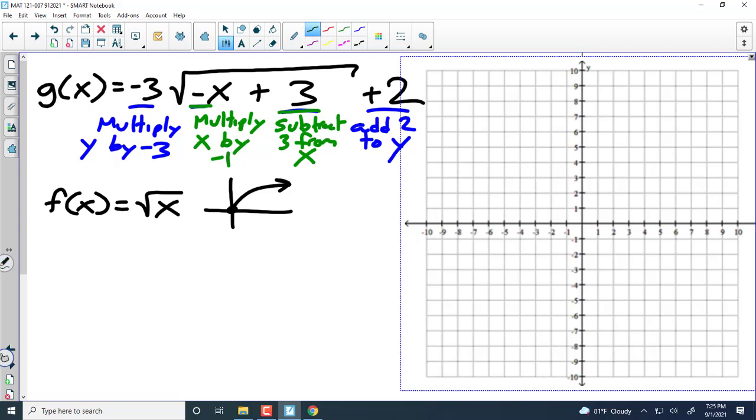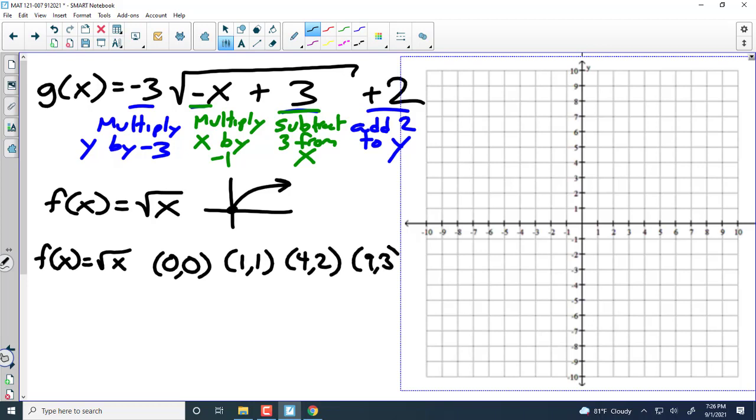All right, to do this, I'm going to need several ordered pairs for my original function. It's best to list them from left to right, so I'll go 0, 0. Square root of 1 is 1. Square root of 4 is 2. Square root of 9 is 3. Don't really want to go much higher than that because I won't be able to fit it on my coordinate system. It only goes to 10 in each direction.